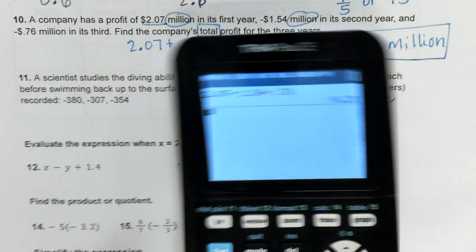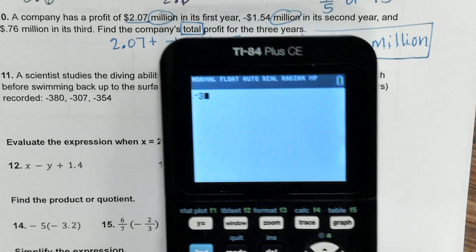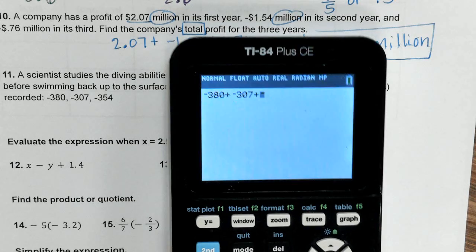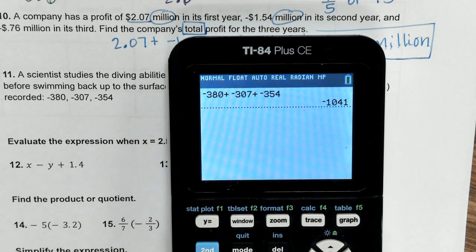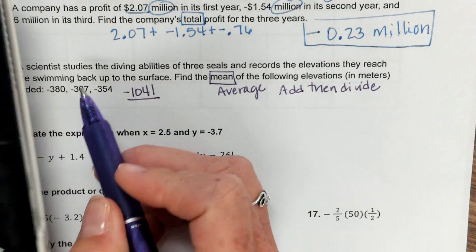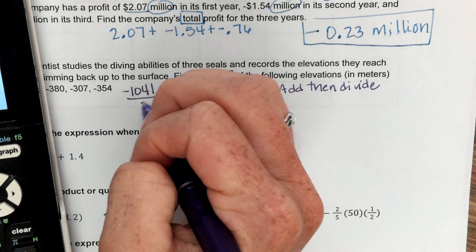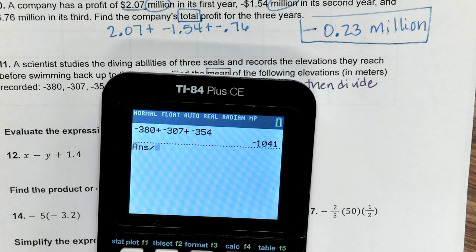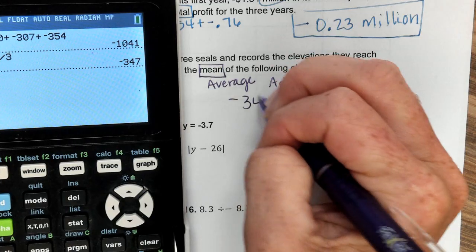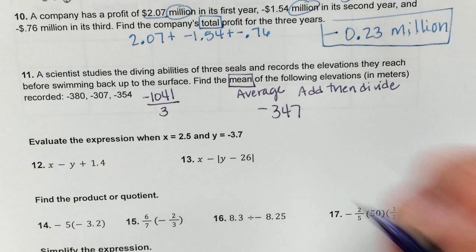Let's get our calculator. Negative 380 plus negative 307 plus negative 354. So I added them, and I'm going to divide by how many are there. Well, there's 3 numbers, so I'm going to divide by 3. And that's your answer, negative 347. Now, that's not my final answer because I must label.